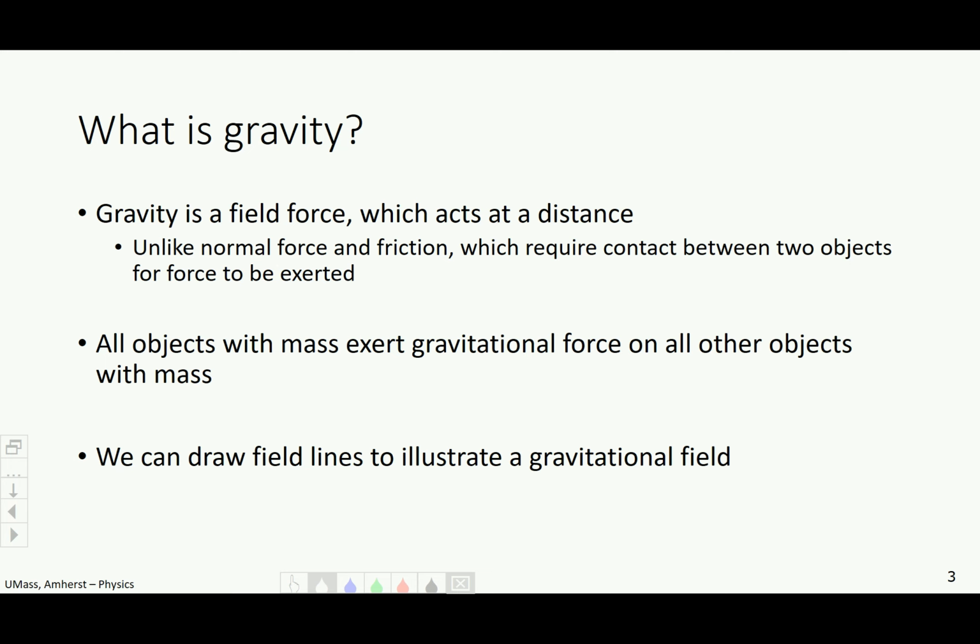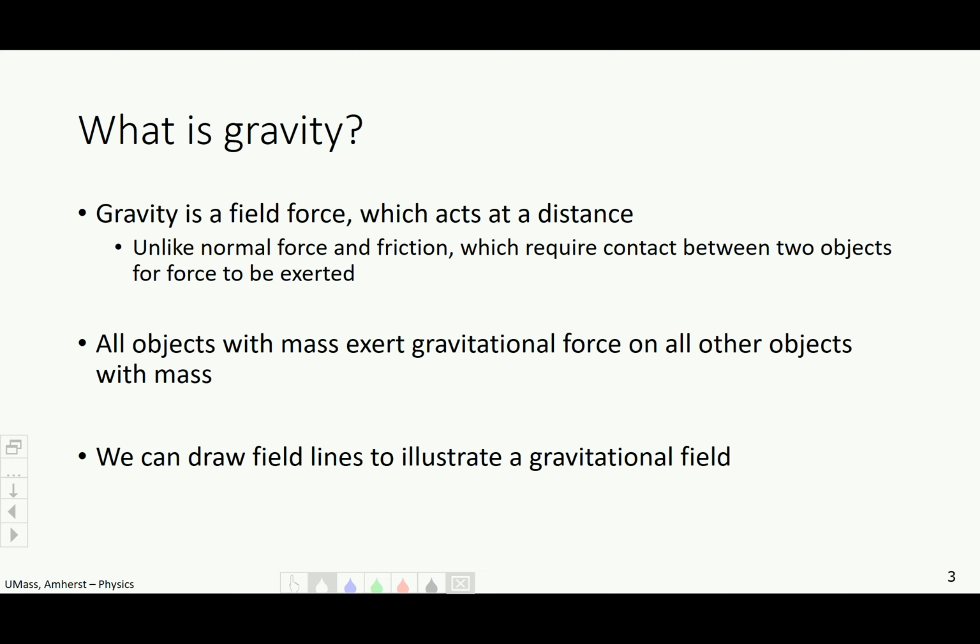Well, gravity, by definition, is a field force which acts at a distance. We do have some forces, like the normal force and friction, that require contact between two objects, normal force being perpendicular to the surfaces and friction being parallel. But gravity does not need to have contact with another object to exert a force.